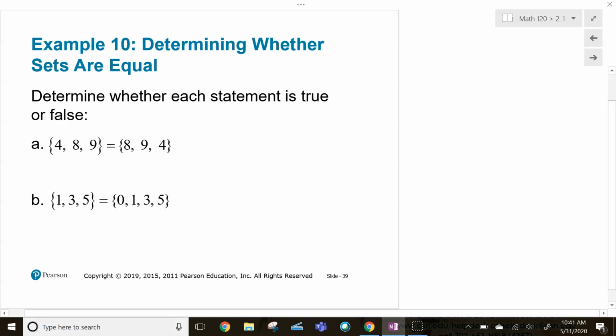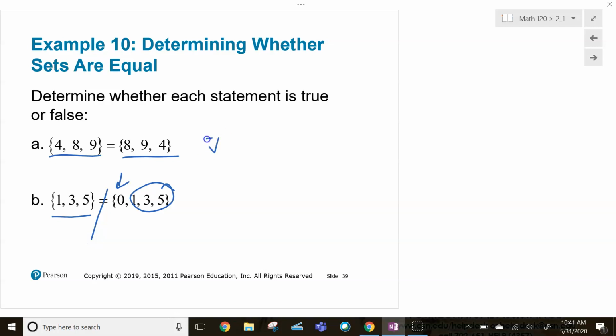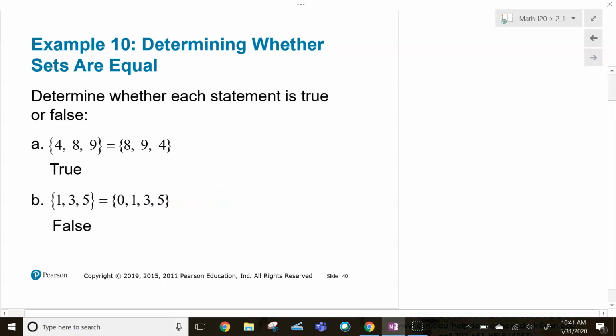So it doesn't matter what the order is. So 4, 8, 9, those are exactly the same as 8, 9, 4. 1, 3, 5, we have 1, 3, 5, but oh, there's an extra one. These are not equal, right? These ones are, that's true. These are not equal. Again, they have to have the exact same elements to be equal. Okay? All right, that's this section.